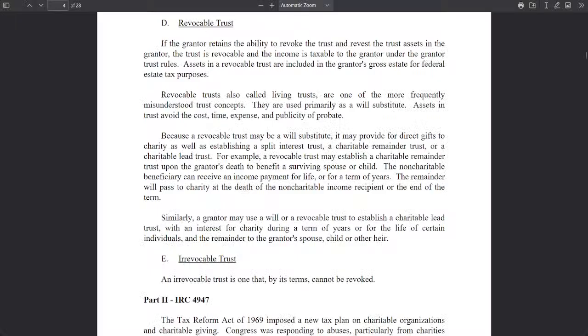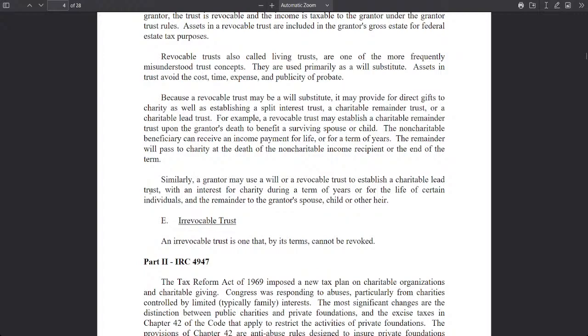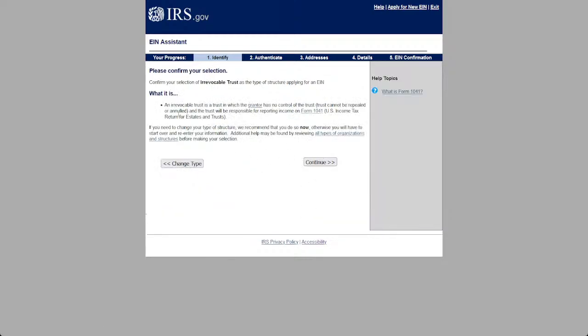But see, in here, in the trust primer, and we have a trust primer too, and it's different than this. An irrevocable trust is one that by its terms cannot be revoked. And that's what it is. So I'm going to do irrevocable trust right here. And then, looks familiar. I'm going to read this. Looks very familiar to me.